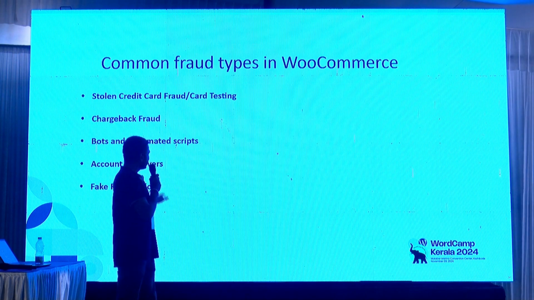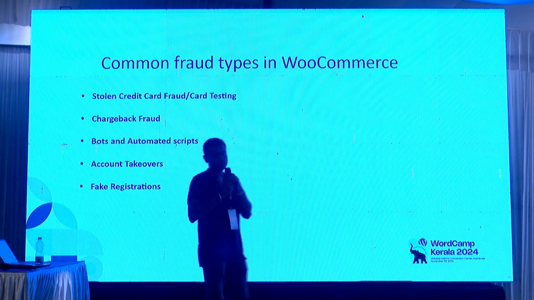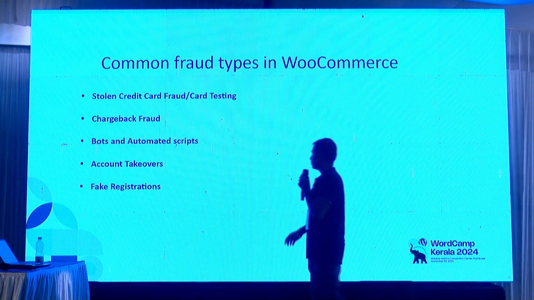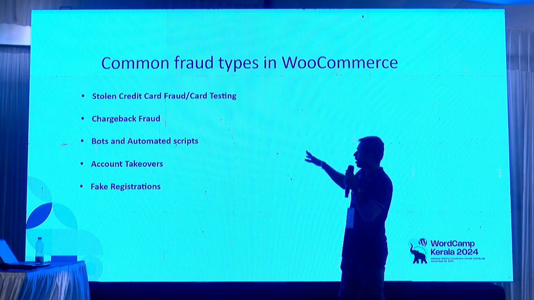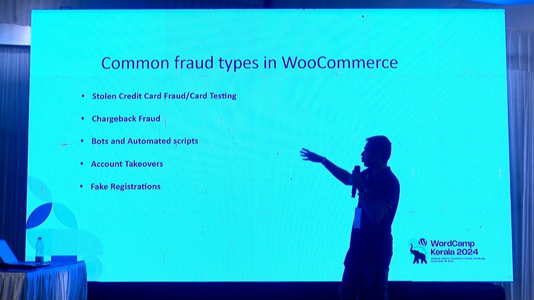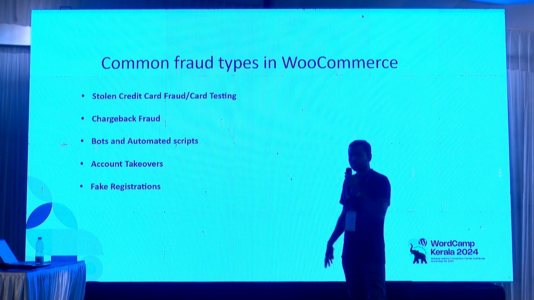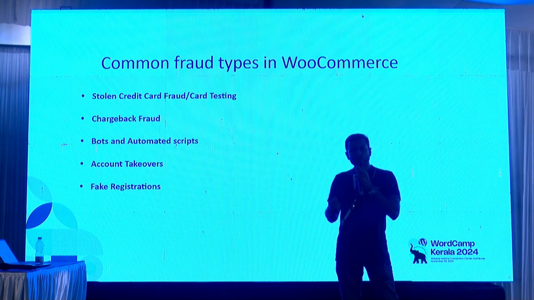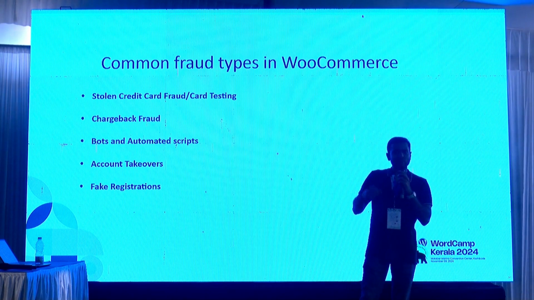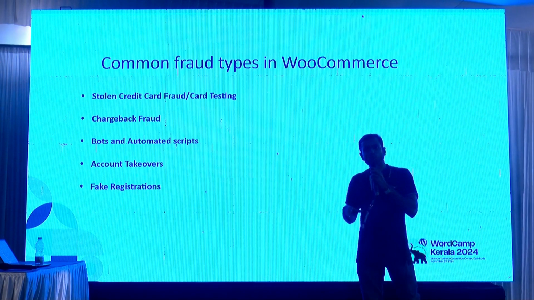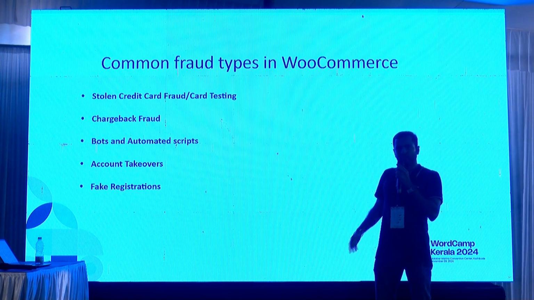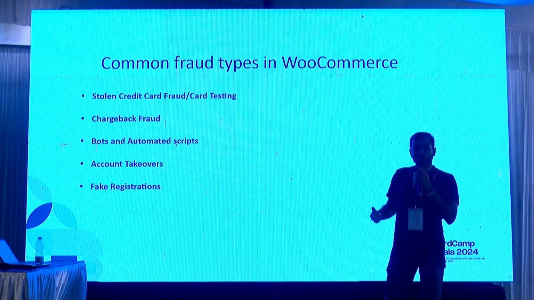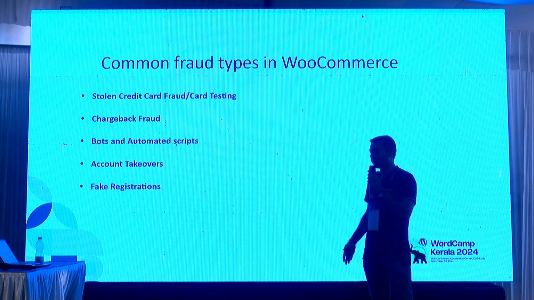So these are the major 5 types of fraud that happen on WooCommerce stores. First is credit card fraud, also called stolen credit card fraud or card testing, wherein a fraudster purchases a database of stolen credit cards from the dark web, and using that, they run an automated script and try to use those credentials to place orders on your platform.